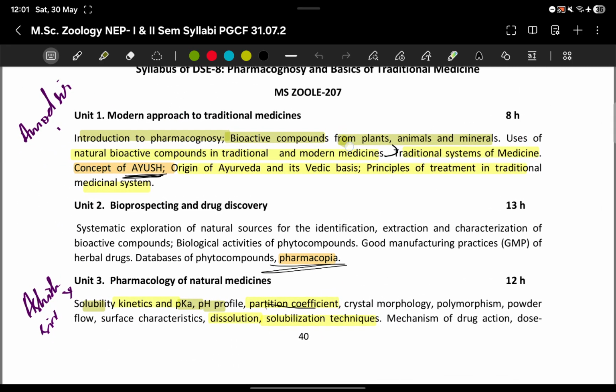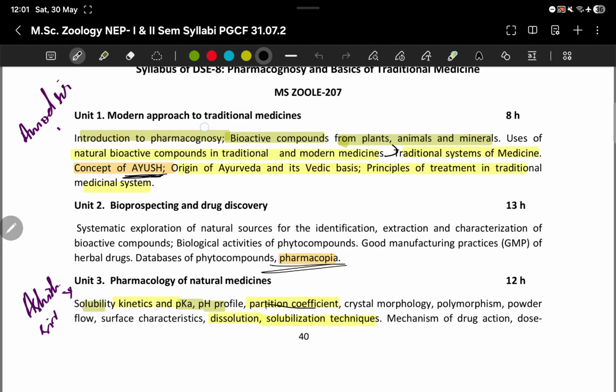Introduction. I did introduction. Bioactive compounds. Uses. I don't know. Traditional medicine. I will be doing it. Okay. And principles of treatment. Okay.